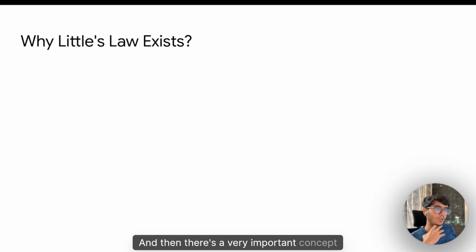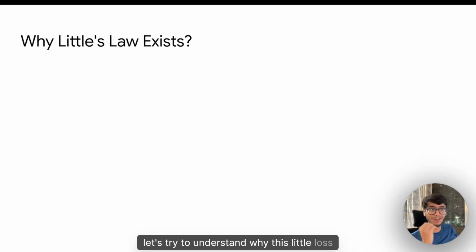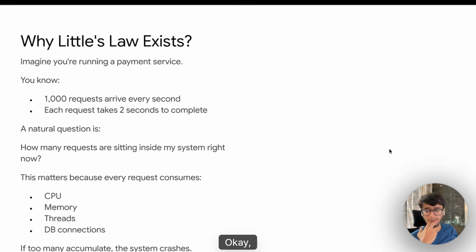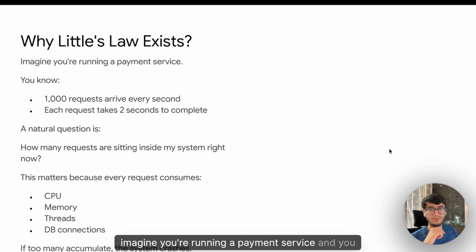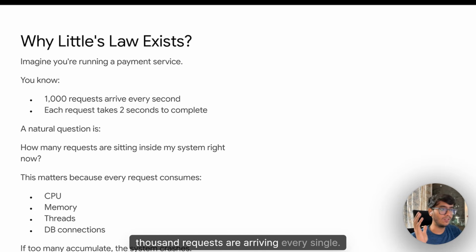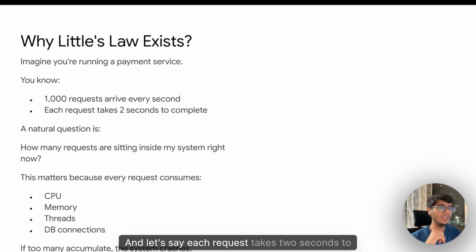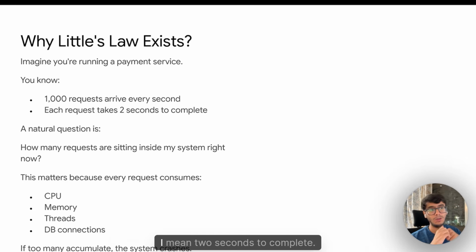And then there's a very important concept called Little's Law. Let's try to understand why Little's Law exists. Imagine you're running a payment service, and 1,000 requests are running every single second. The QPS is 1K requests per second, and let's say each request takes 2 seconds to complete. Like, latency is 2 seconds.